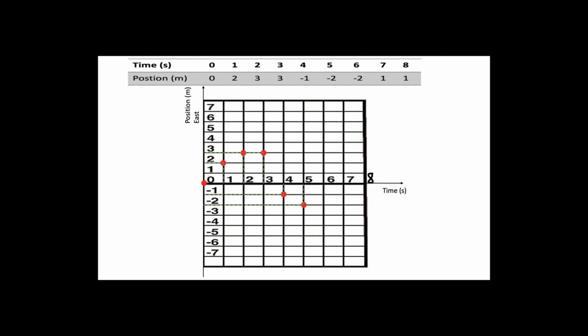At 6 seconds, the position is -2 meters. So this is 6 seconds. We draw a line down to -2, a line to -2 again, and then there the point is.